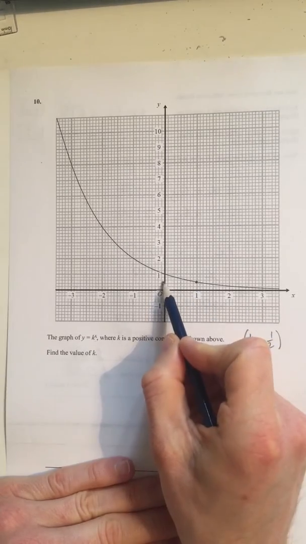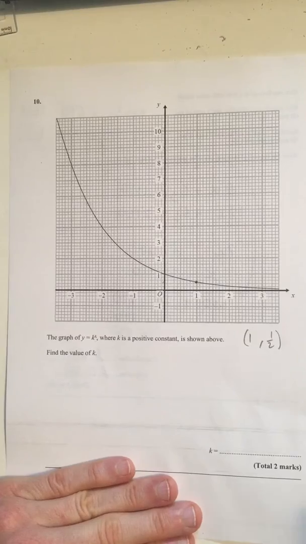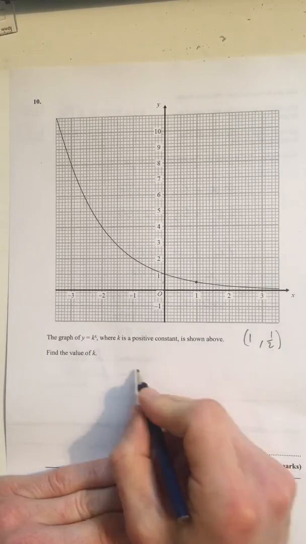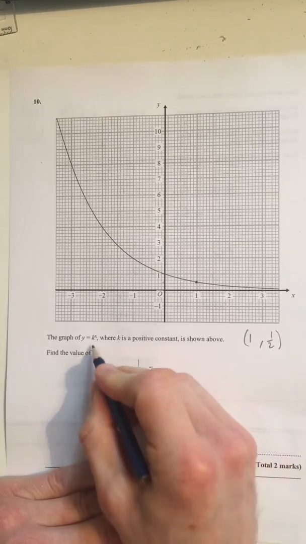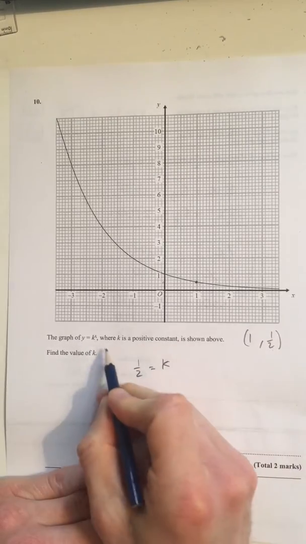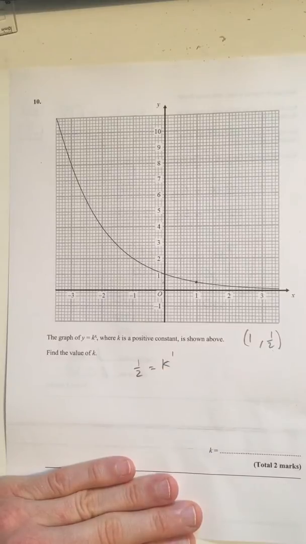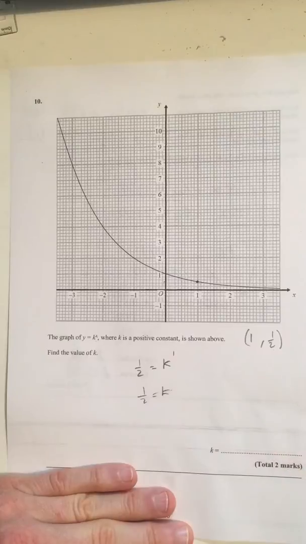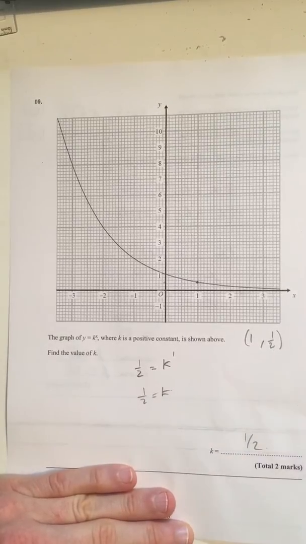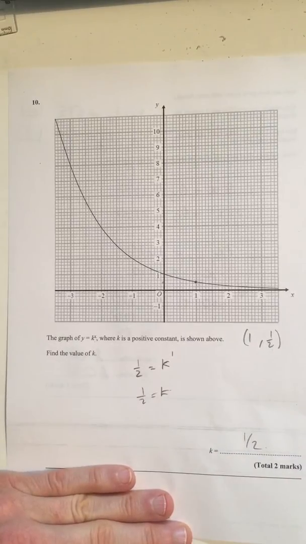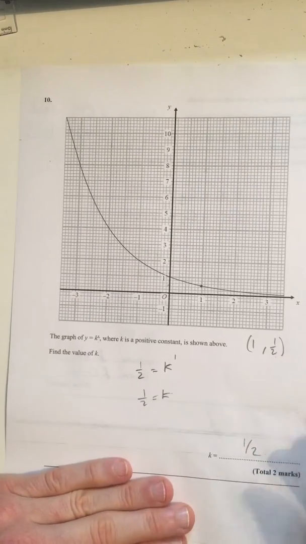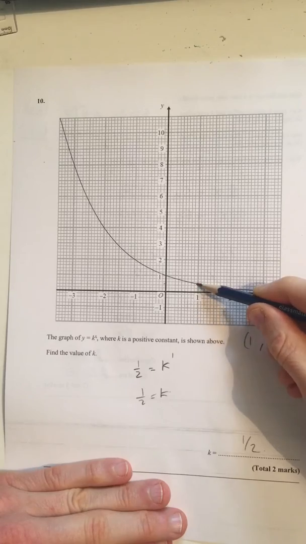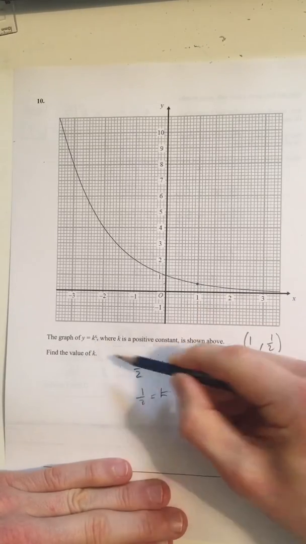The y coordinate there is 1/2. And if you were to substitute this in here, so y equals 1/2, which is equal to k to the power of 1, and k to the power 1 is just k. So k is 1/2, and we've answered the question. So you can see that by looking at the coordinate where x is 1, that makes this really simple.